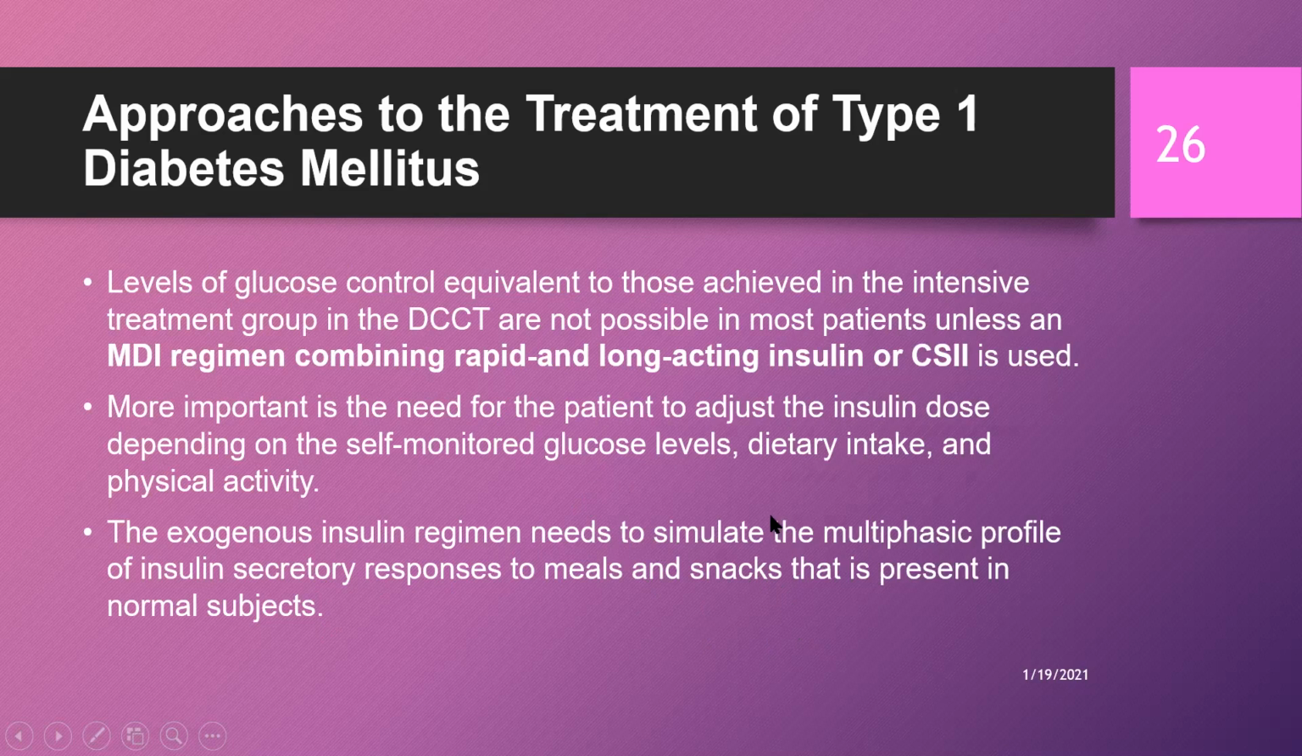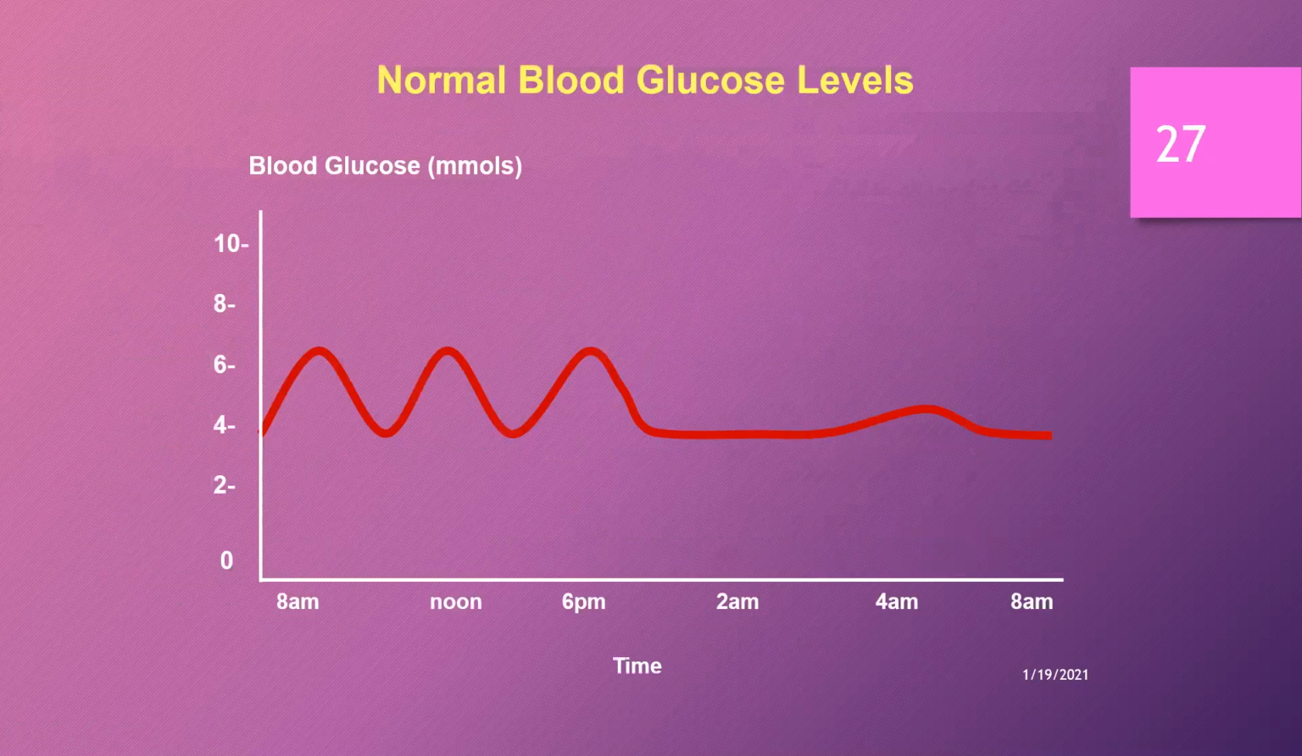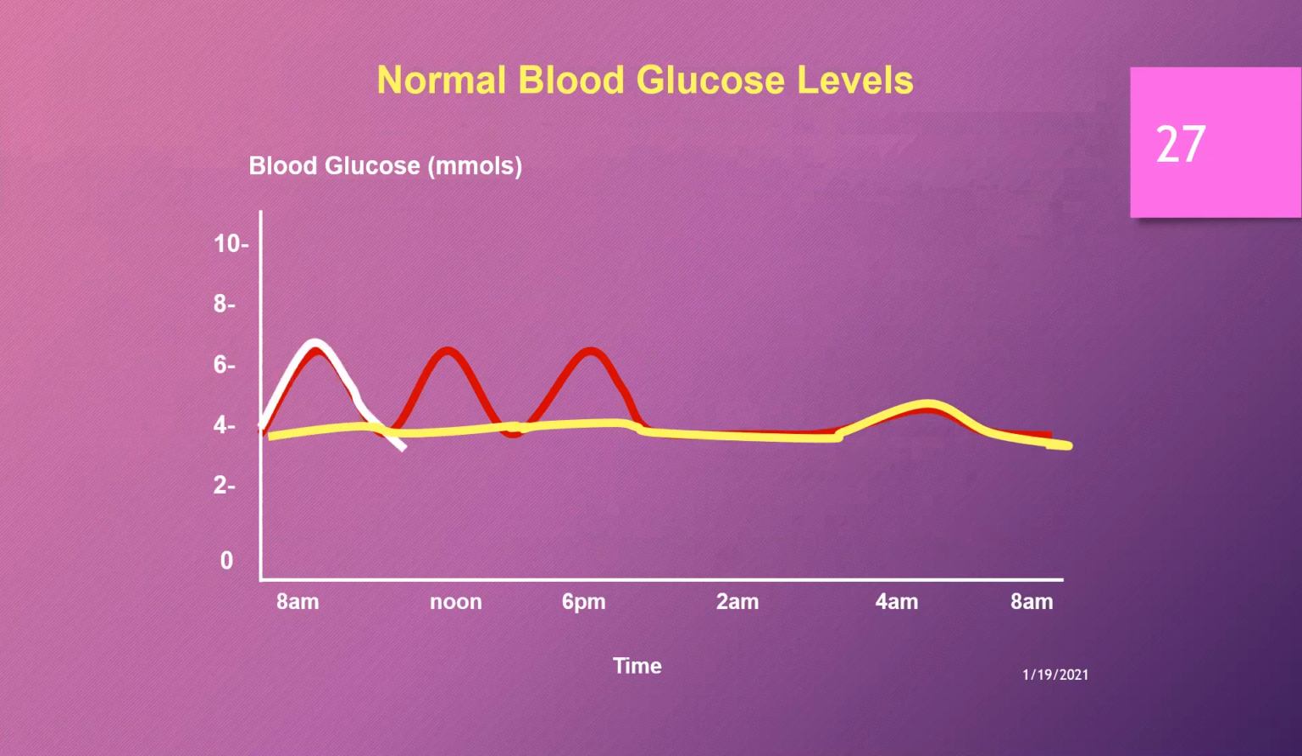We cannot afford to have the fluctuations which are more prominent and pronounced in the case of type 1. Here you can see, this is the normal blood glucose profile, which comes with the passage of time.